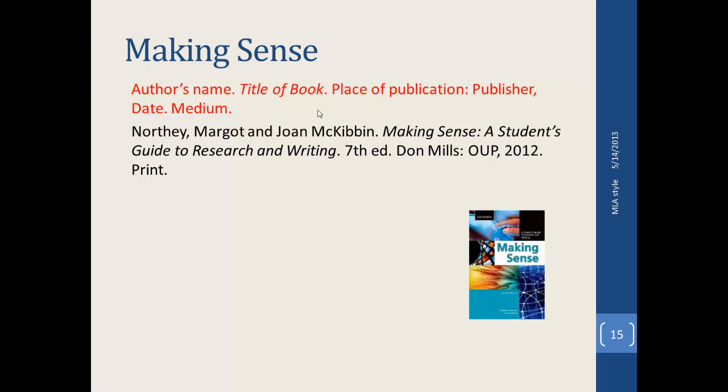The title of the book in this case is Making Sense, A Student's Guide to Research and Writing. It's a 7th edition, so that's a bit of additional information we'll include there. Place of publication, publisher. So here we've got Don Mills, it's Oxford University Press. OUP is the common abbreviation for that. And the date of the publication, 2012. And in this case, the medium is print.